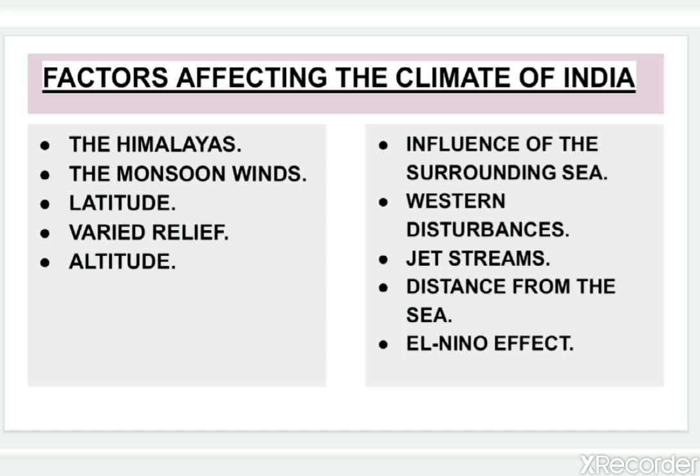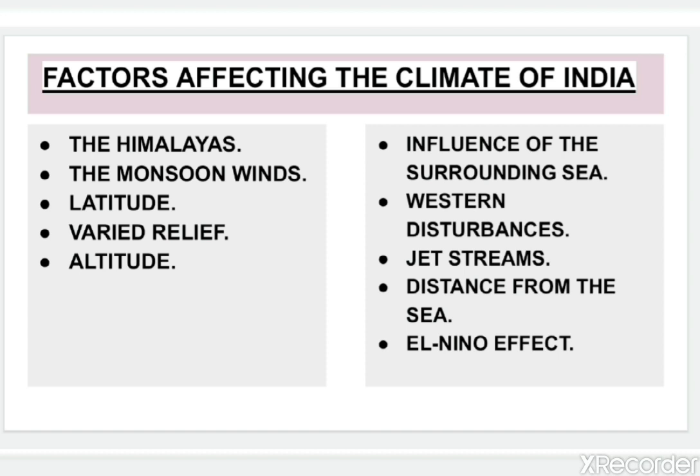And these jet streams are of two types. Basically there are five types, but these two types mainly determine the arrival and departure of the monsoon season in India. So there are two types of jet stream. One is the westerly jet stream, another one is the easterly jet stream. Now let's learn the significance of the westerly jet stream.